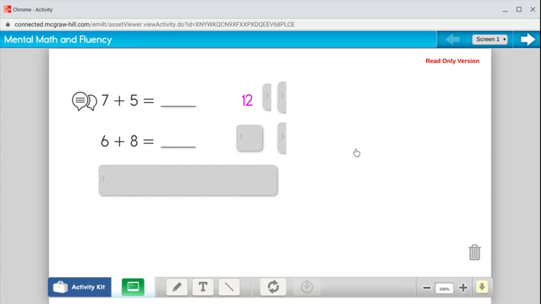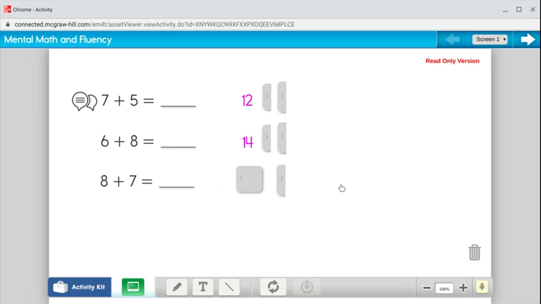6 plus 8. You can think 6 plus 6. You can think 8 plus 8. 6 plus 8 is 2 more than 6 plus 6 and 2 less than 8 plus 8, so it gives us 14. And 8 plus 7. You can use 8 plus 8 minus 1, or 7 plus 7 plus 1. Either way, you're going to get the answer 15. Remember, you can always pause if you need a little extra time.